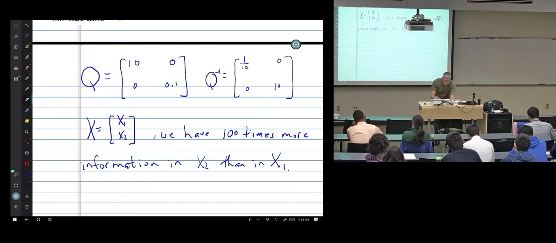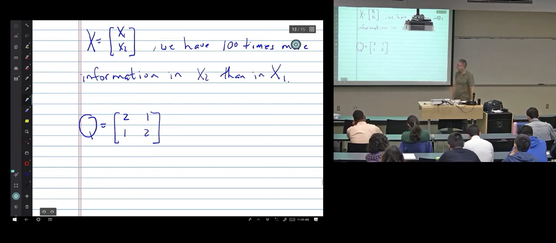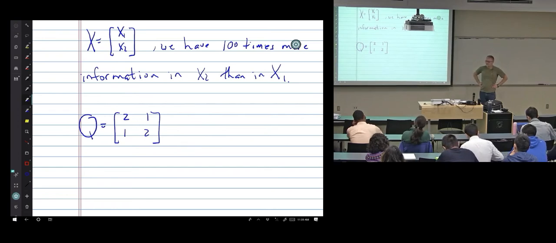Okay. Now, look at this. Suppose Q, for example, equals 2, 1, 1, 2. Which of my sensors do I trust more now? Can I combine the sensors and get one that I really trust? Okay.